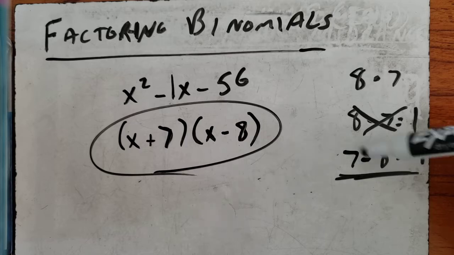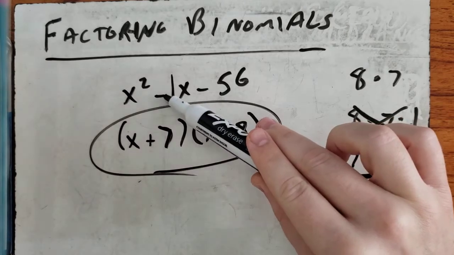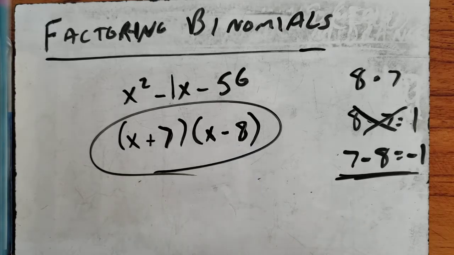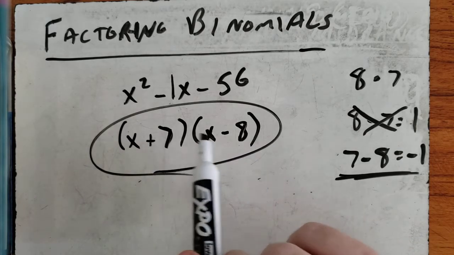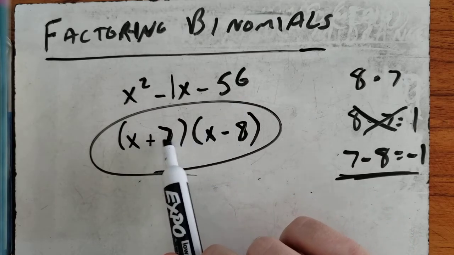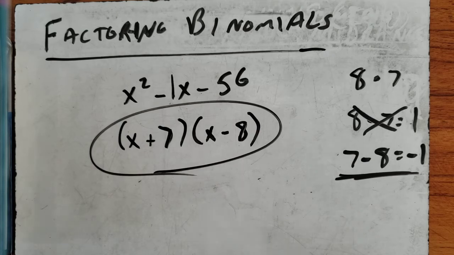So 7 minus 8 gives us negative 1. That's why our 7 here is positive and our 8 here is negative. Okay. Multiply positive 7 and negative 8, that's negative 56. Do positive 7 minus 8, that's negative 1. That's what we want. Okay.